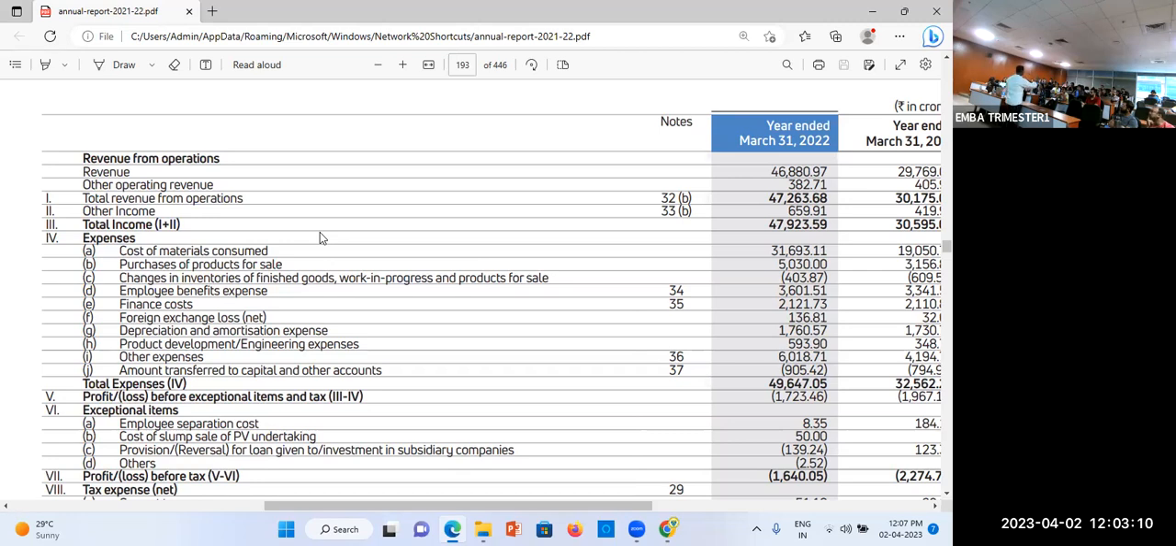This closing stock of 10,000 should be adjusted at the time of calculating the worth of goods sold. What is the worth of goods sold? The worth of goods sold is only 90,000 in this example. 90,000 sold for 1.5 lakhs. So that needs to be adjusted in one place.